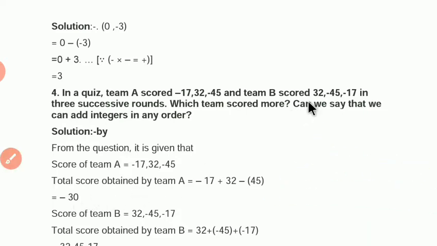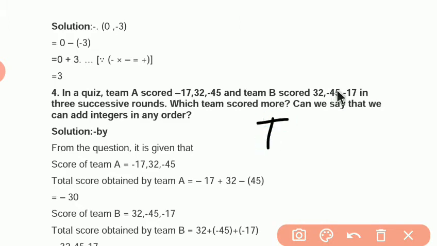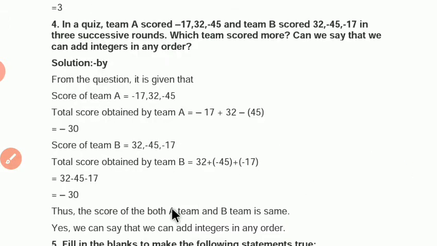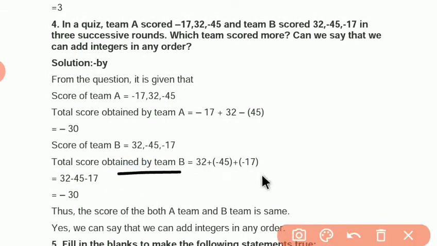Now we have to find how many runs team B scored. So the score of team B is given as 32, minus 45 and minus 17. Now we will add the total score obtained by team B.